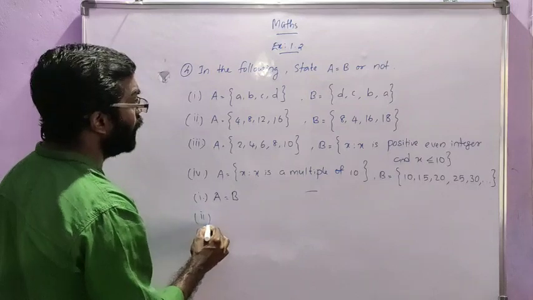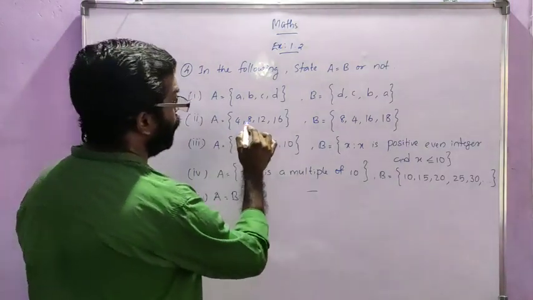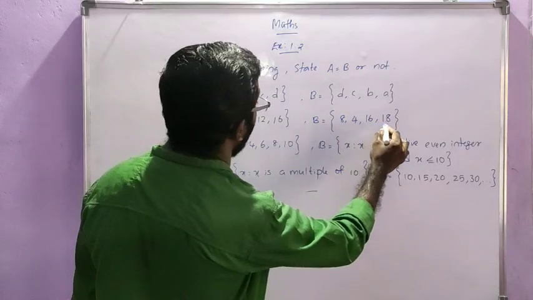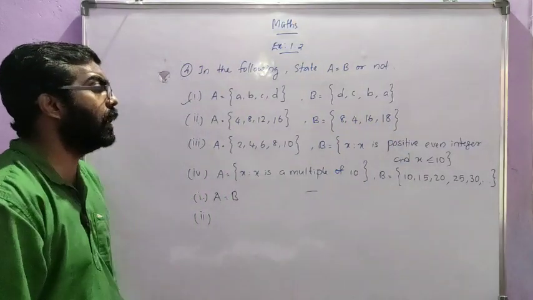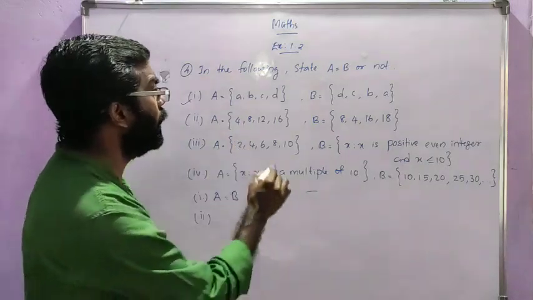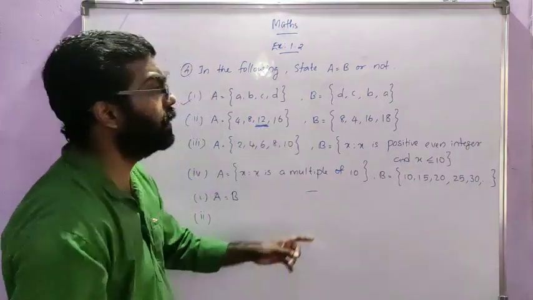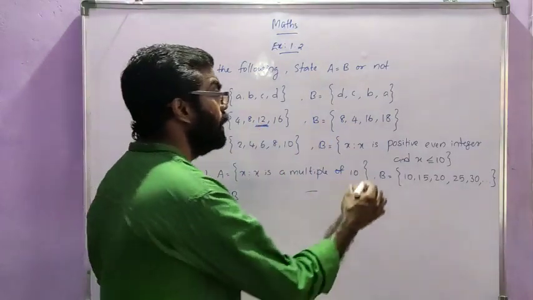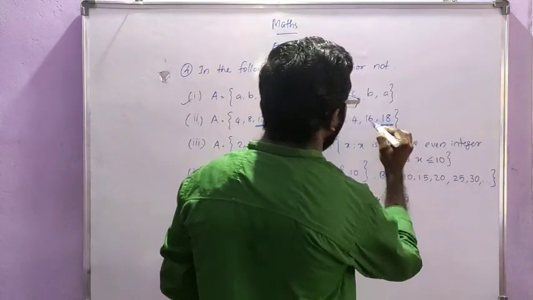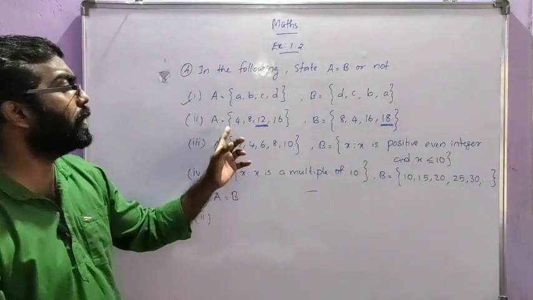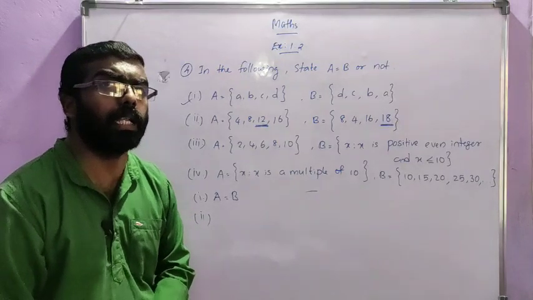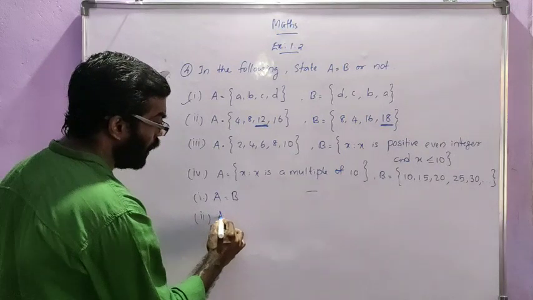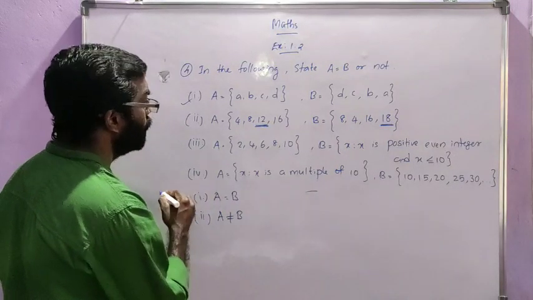Then the second one, A is equal to {4, 8, 12, 16} and B is equal to {8, 4, 16, 18}. So here the first set A contains the element 12, but the set B doesn't contain the number 12. Similarly, the second set contains the number 18, but the first set doesn't contain the number 18. So the two sets are unequal. So for the second one, A is not equal to B.